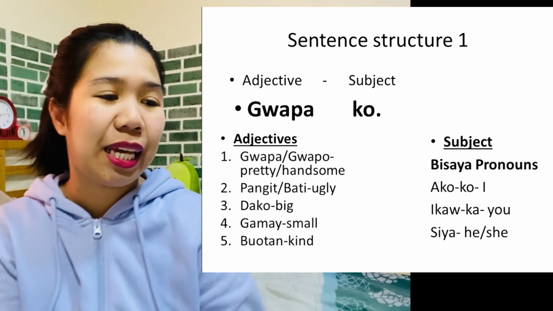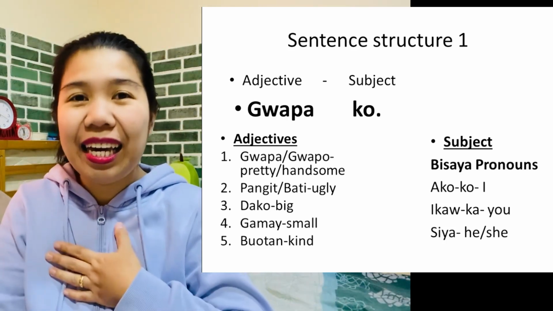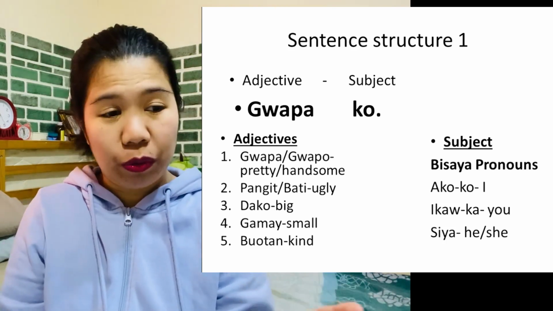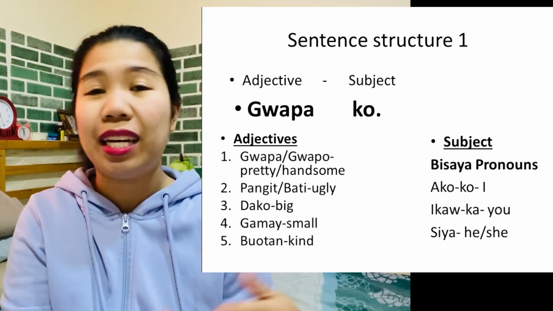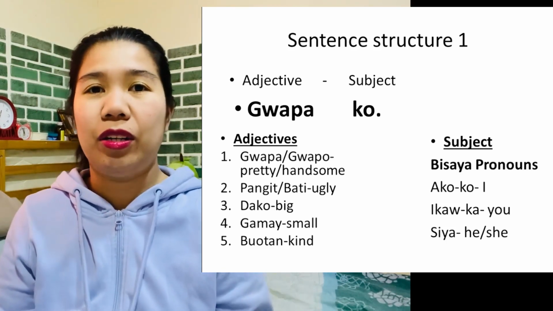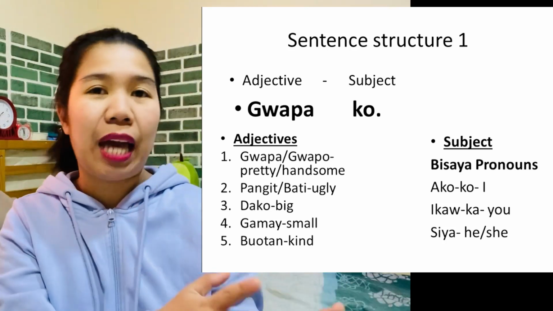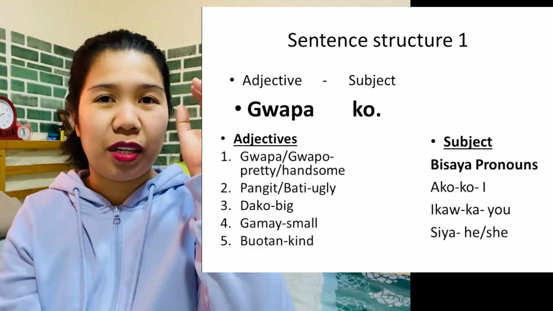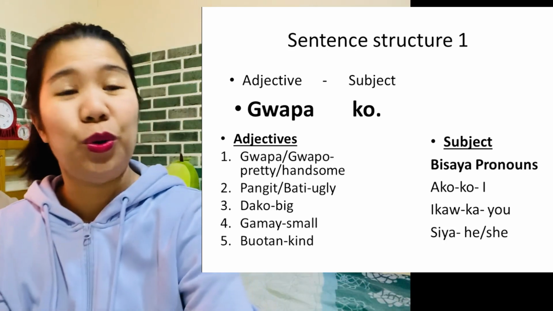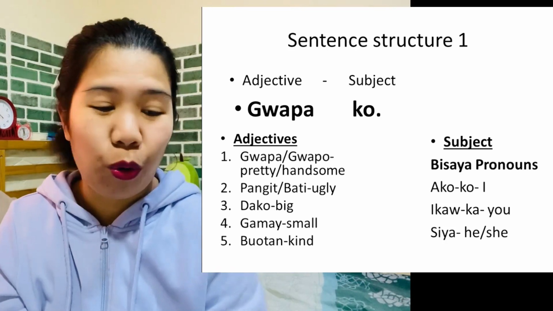Okay, so let's start with this sentence. Guapa ko. Guapa ko meaning I am beautiful. The English word am is not actually found in this sentence structure. If you translate it in English, it's beautiful I, like that. In the Bisaya sentence structure, if you will be using pronouns, you won't use any words between the adjective and the subject. So it's the adjective and the subject put together. That's the sentence. Okay? Guapa ko. Or if you are a male, you could say guapo ko, like that.